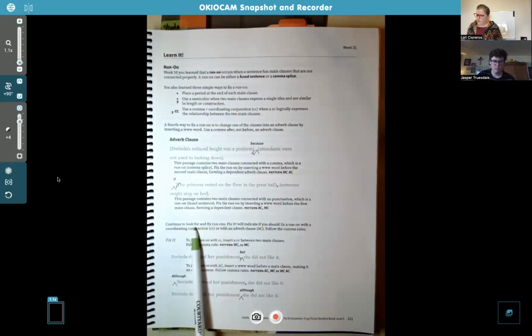Continue to look for and fix run-ons. Fix it will indicate if you should fix a run-on with a coordinating conjunction or with an adverb clause. Follow the comma rules. So those are the two options in your homework this week. You're going to fix the run-on sentences by either using a coordinating conjunction or an adverb clause. And we'll take a peek at that in a minute, but I'm pretty sure there's more than one answer to that. So I'll look at that in a minute.